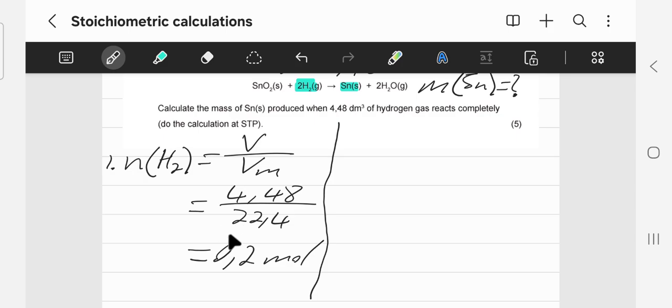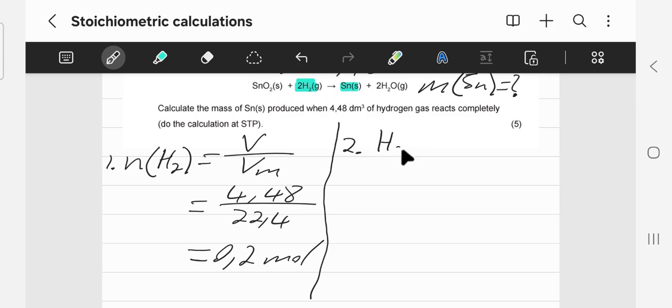What am I going to do with this information? I'm going to use the number of moles of hydrogen to find the number of moles of Sn, which is tin. I hope guys that makes sense. So that's my step number 2, and that means I'm going to write the two substances I'm dealing with in the form of ratios.